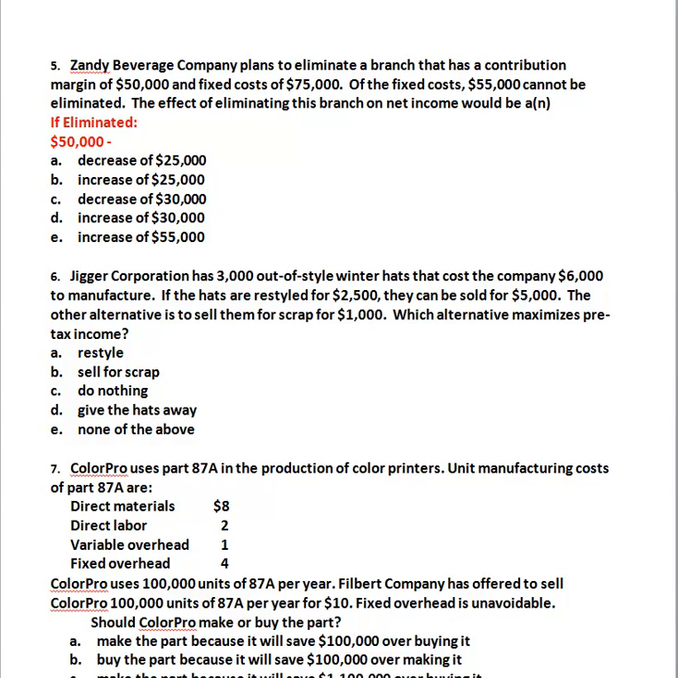And then we want to compare that to how much expense would go away or be lost if we eliminated. And it tells you that fixed cost is $75,000. Of that fixed cost, $55,000 cannot be eliminated, meaning regardless of what we do, whether we keep the branch or eliminate the branch, we're still going to have that $55,000 of fixed cost. So what can be eliminated is the $20,000. So if we eliminate, basically what we would end up doing is we would lose $30,000 in income. So overall, it would decrease your overall net income by $30,000.